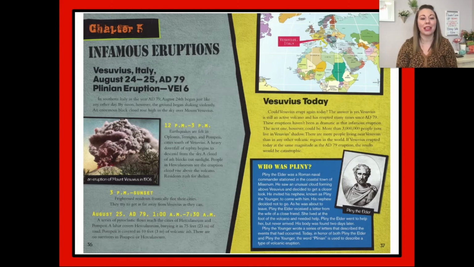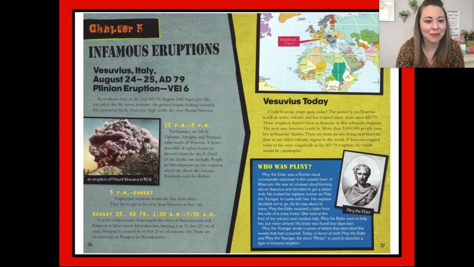So the first one is Vesuvius, Italy, August 24th to 25th, AD 79. This was a Plinian eruption. And remember, we read about that in the past. And remember, Plinian eruptions are the biggest and the most deadly. And its VEI was 6. And AD 79, if you didn't know, that's a very long time ago. There weren't any cars driving around on the road then.